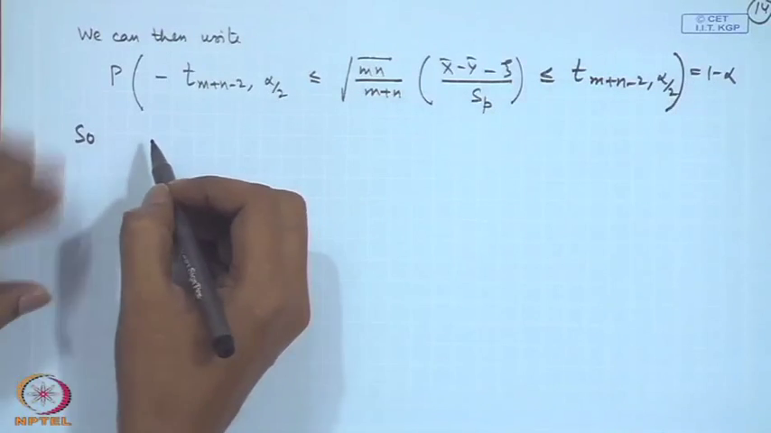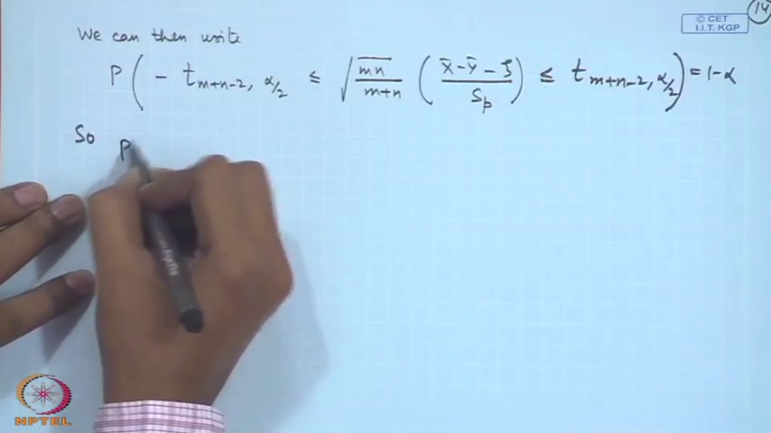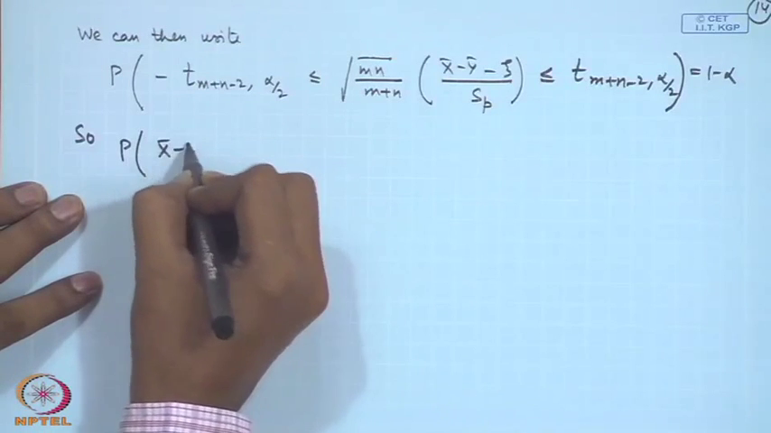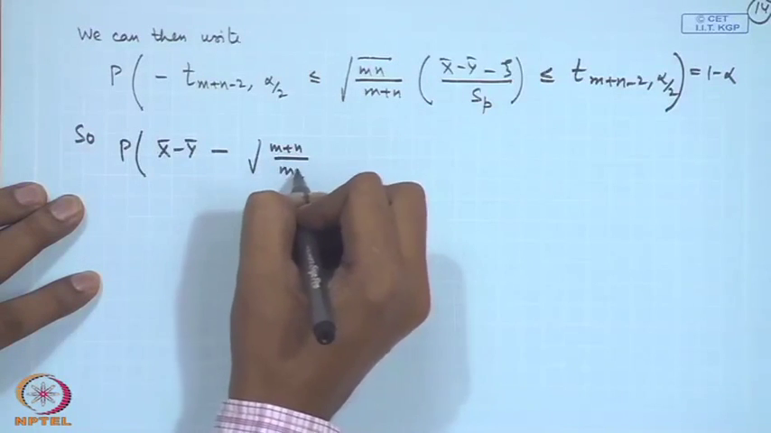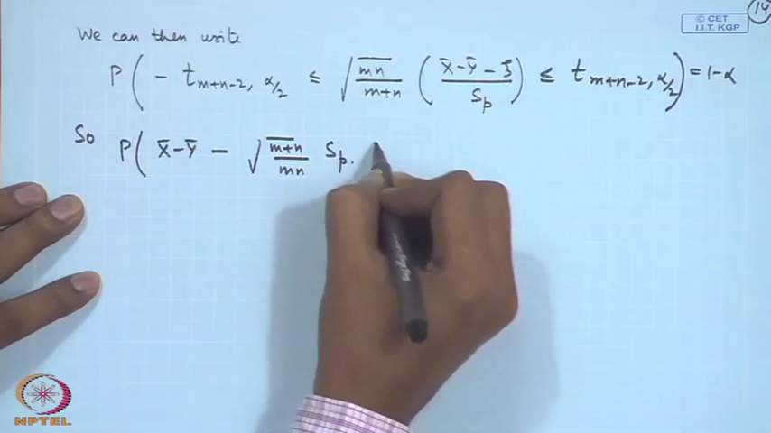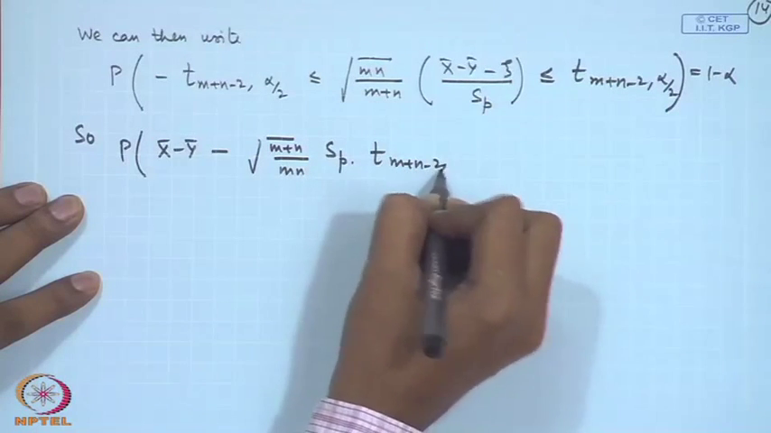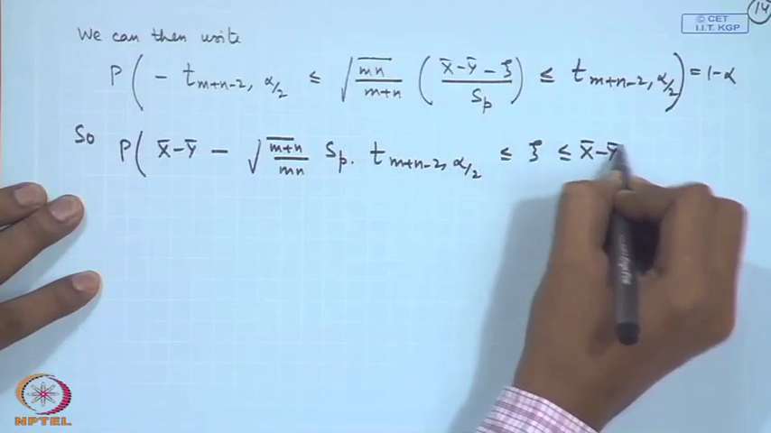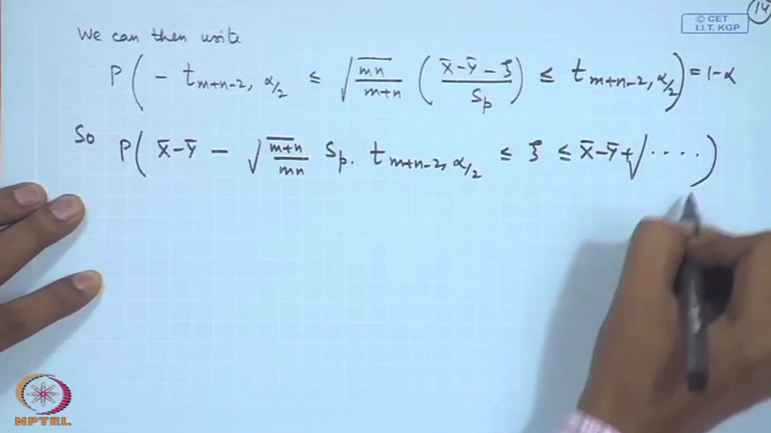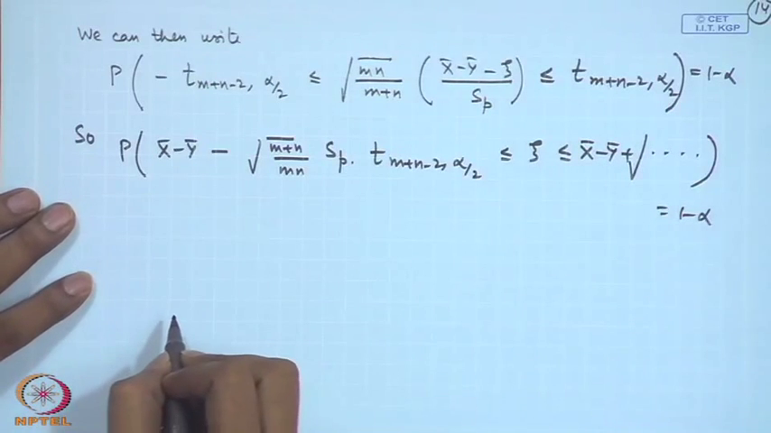So, the confidence limits turn out to be: probability of x bar minus y bar minus root (m plus n by m n) s p t m plus n minus 2, alpha by 2, less than mu 1 minus mu 2, less than x bar minus y bar plus the same quantity, that is equal to 1 minus alpha. So, we are able to set up the confidence limits for mu 1 minus mu 2. Now, this is under the assumption that the variances of the two normal populations are unknown, but equal.